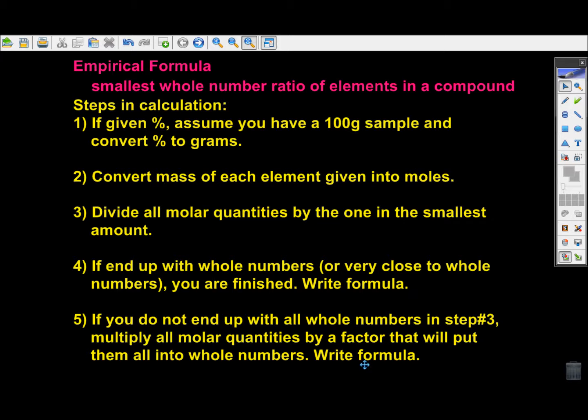Now, I know these steps may not make any sense to you right now until you see an example. So I have 2 examples that I'm going to do in this video. Now, I would suggest that if you want to write these steps down, you can pause the tape, copy them down, and then proceed on to the next slide with me.